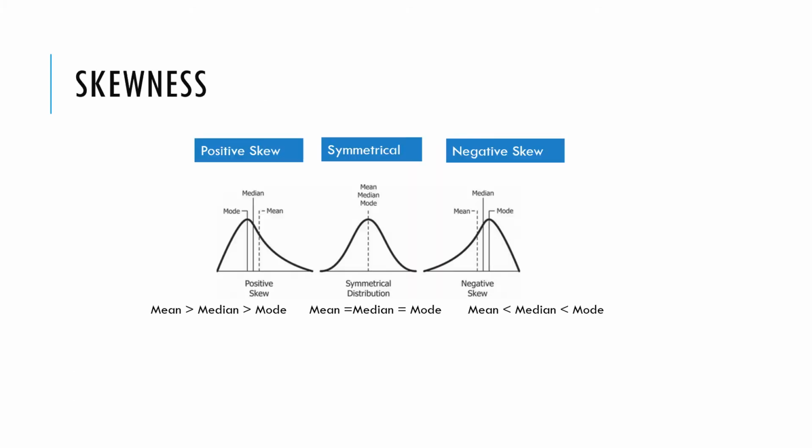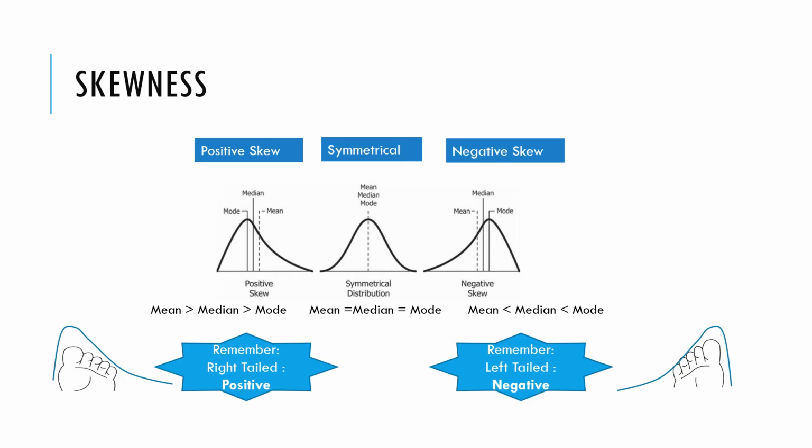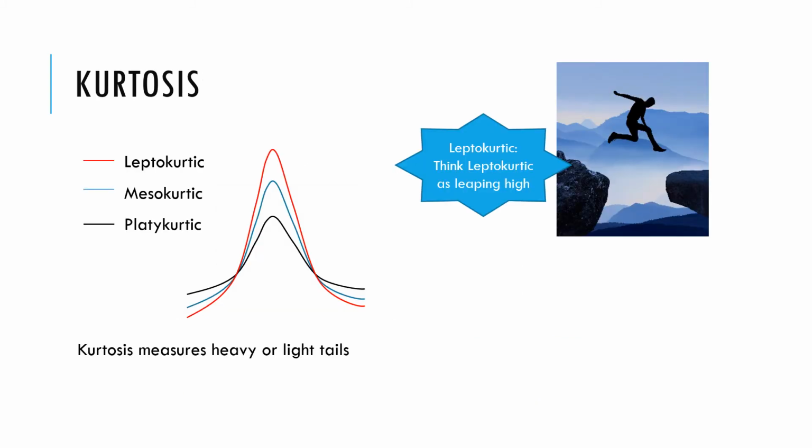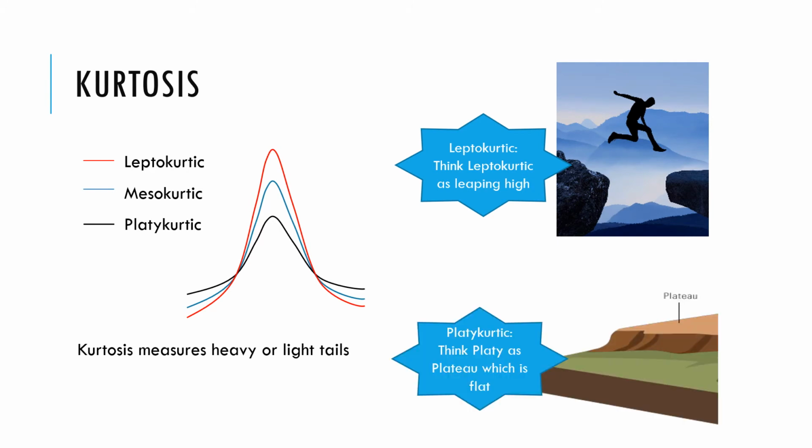This slide measures skewness in the probability distribution. One way to remember is to link the right foot as positive and the left foot as negative. Kurtosis measures whether the tail is heavy or light. To remember leptokurtic, you can think of leaping high. To remember platykurtic, you can think of a flat plateau.